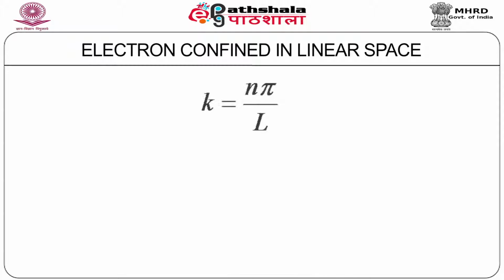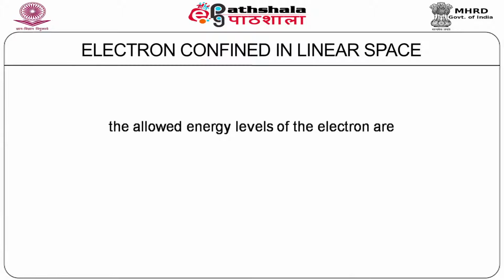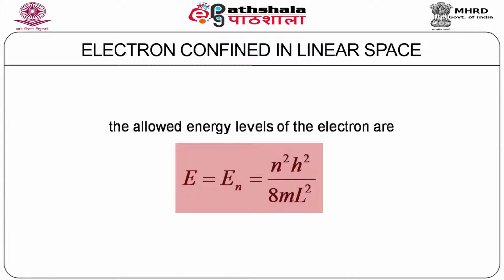Now, this equation k = nπ/L gives discrete energy levels, since k is related to the energy by the equation k = √(2mE)/ħ. This is how k was defined. So if you put this in the last equation, k = nπ/L, then the allowed energy levels of the electron are obtained immediately. So these are E = n²h²/(8mL²), where n is an integer.